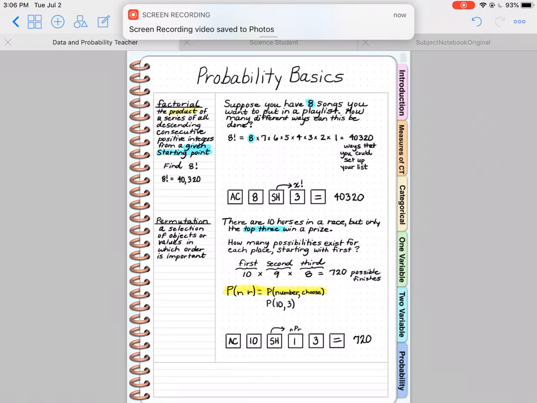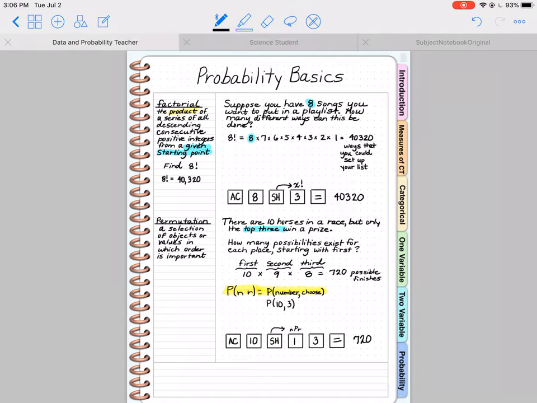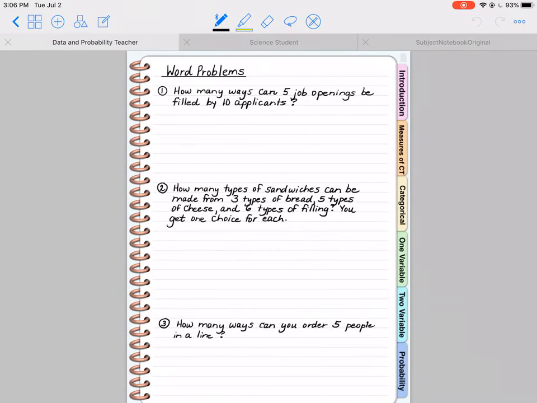Hello there, and welcome back to the rest of the video on permutations. I left my computer exactly where we stopped, so if you turn the page from here, we're in the last section of the notebook, Probability Basics, and we are looking at some word problems.